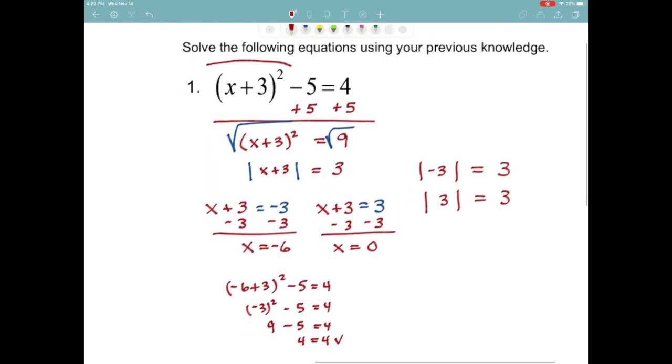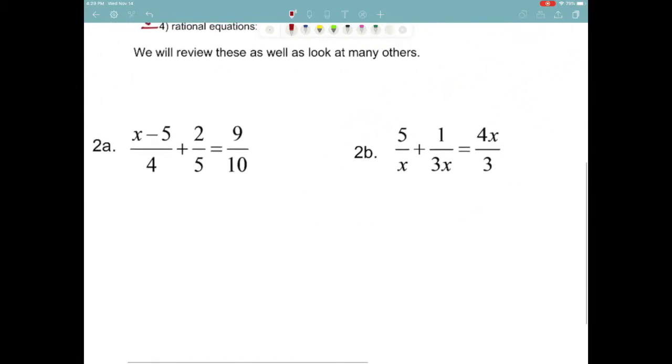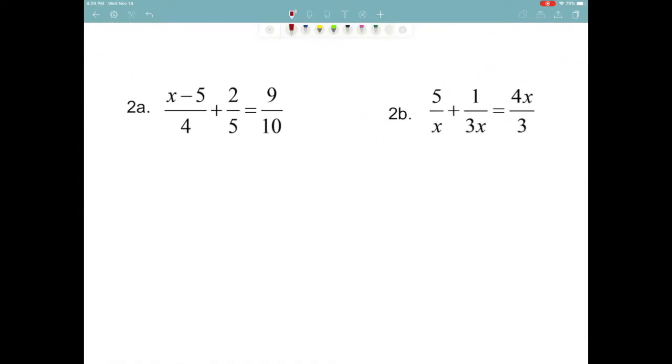All right, moving on to the next type of problem here that we've recently solved, and we're going to look at solving some rational equations here. Looking at 2a right now, we have the quantity of x minus 5 over 4 plus 2 over 5 equals 9 over 10. So our strategy here for solving this is we want to get rid of the fractions altogether.